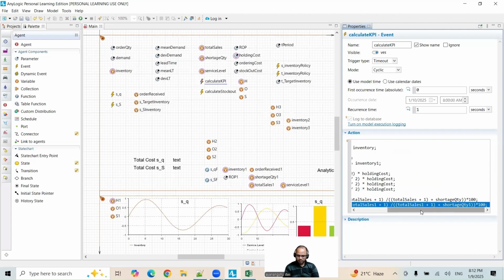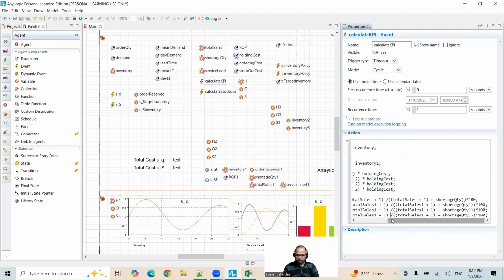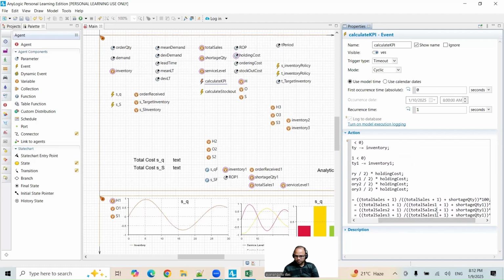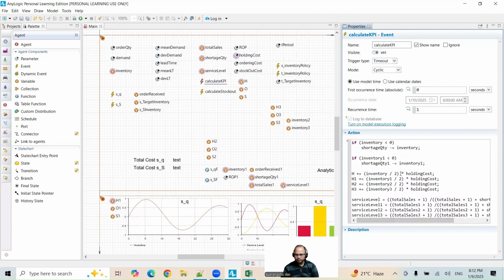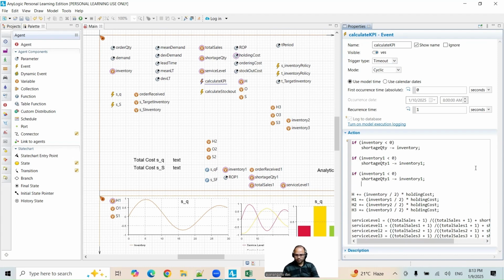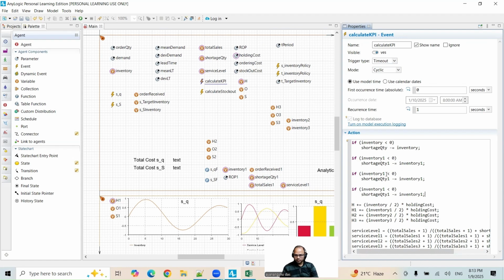Similarly, service level will be calculated, and we'll have service level 2 and service level 3, total sales 2 and total sales 3. And we have to declare all these other variables that we have not yet declared. And we have to calculate these also for T target inventory. So for this, we have to have the inventory checked. This way, we have to use this inventory, and what else?